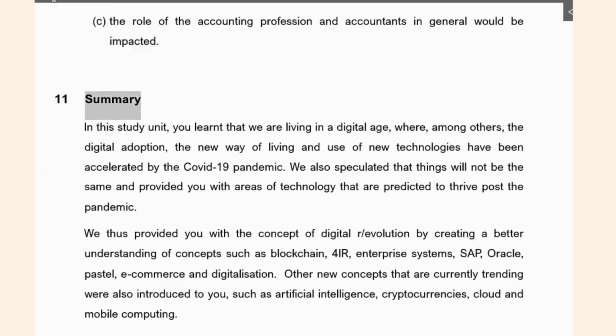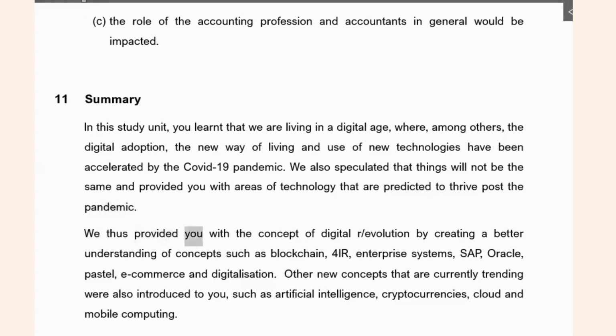Summary. In this study unit, you learned that we are living in a digital age, where, among others, the digital adoption, the new way of living and use of new technologies have been accelerated by the COVID-19 pandemic. We also speculated that things will not be the same and provided you with areas of technology that are predicted to thrive post the pandemic.